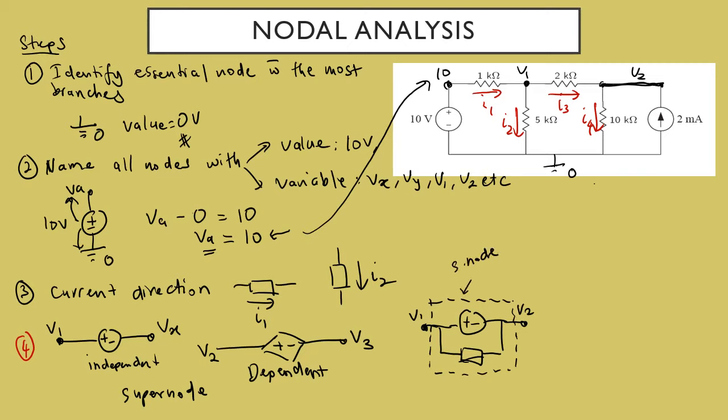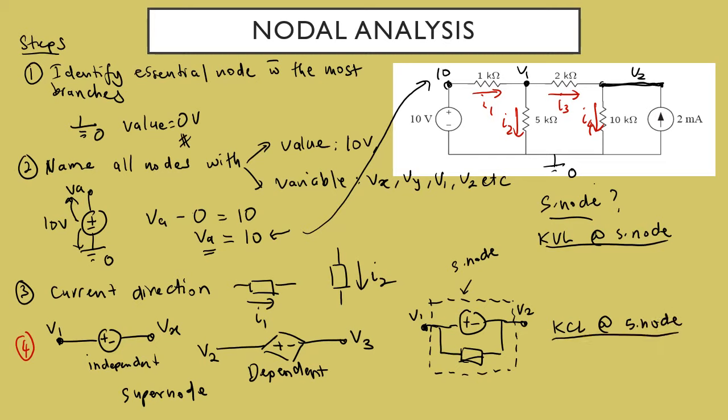So what should you do if you have a supernode in your circuit? You need to apply two rules. One is the KVL at the supernode, and the other thing is KCL at the supernode.